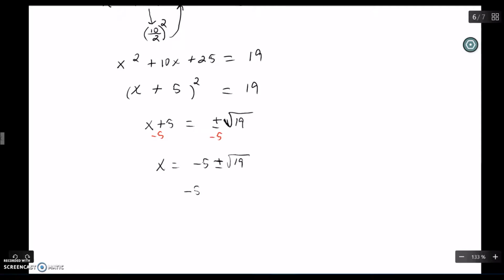If you wanted to separate them out like they tell you to do in my math lab, even though they don't require it, you would do this: negative 5 plus the square root of 19, comma, negative 5 minus the square root of 19. And that's how it asks you to enter the answers, but I'm pretty confident it'll take it like that as well.